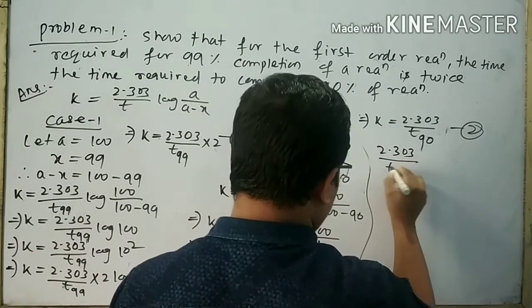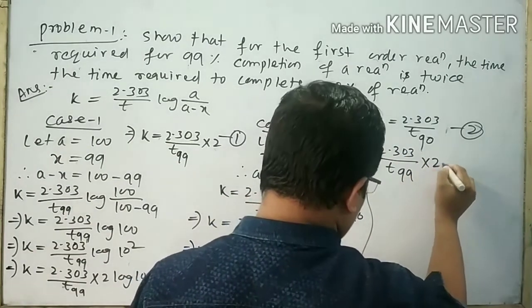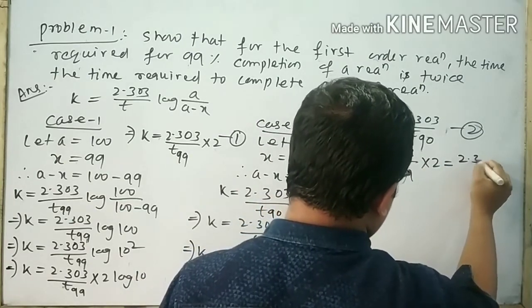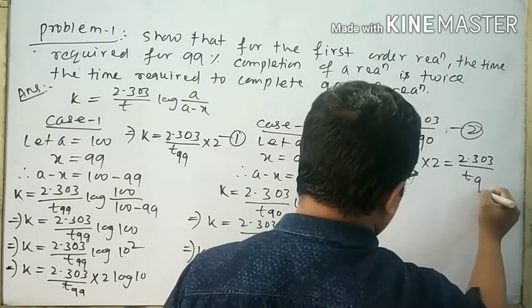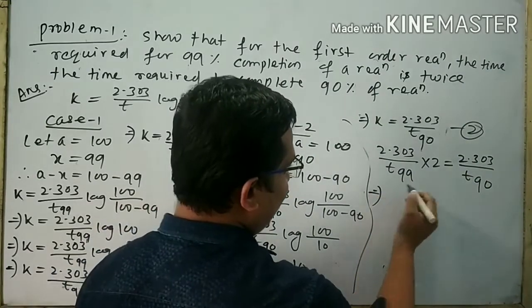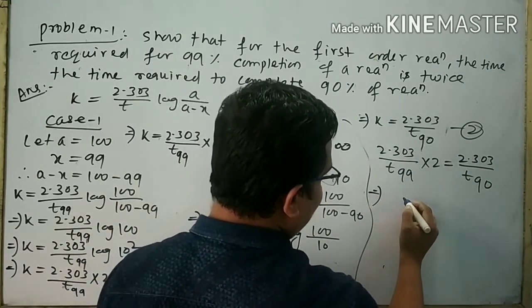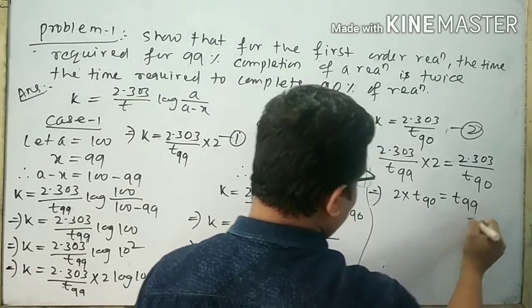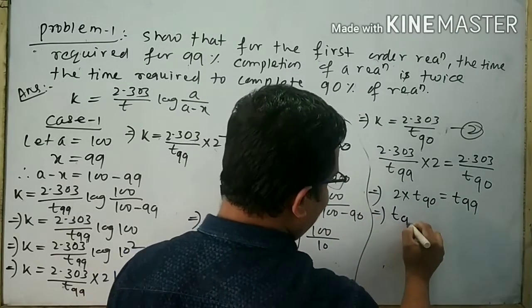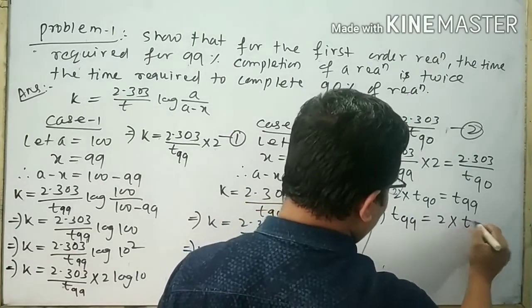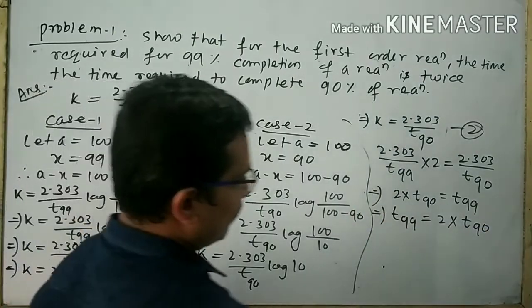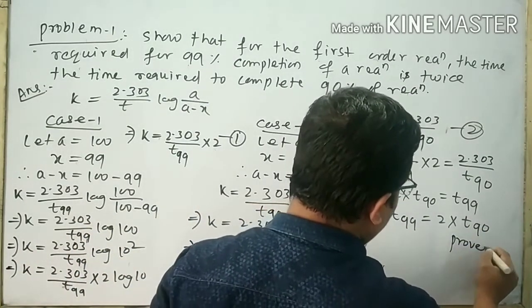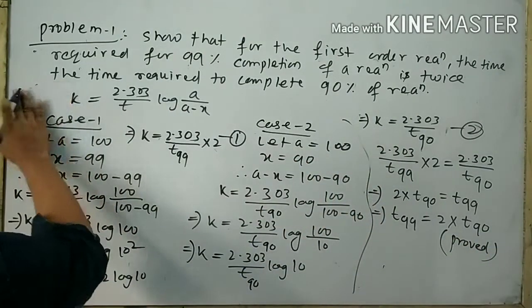2.303 divided by T99 into 2 is equal to 2.303 divided by T90. That implies we can write 2 into T90 is equal to T99. That means T99 equal to 2 into T90. Here we can write proved.